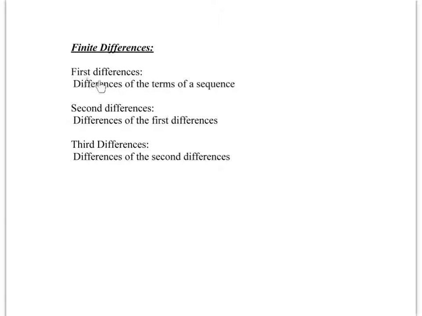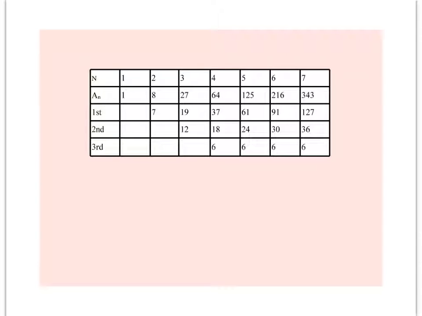First differences are the differences of the terms of a sequence. So we just take all the terms of our sequence and subtract them. Our second differences are our differences of the first differences. Our third differences are our differences of the second differences. Our fourth differences would be the differences of the third differences, etc. So as we look right here, if my x's were my n, so I'm going to write right here x, and let this be my y right here.